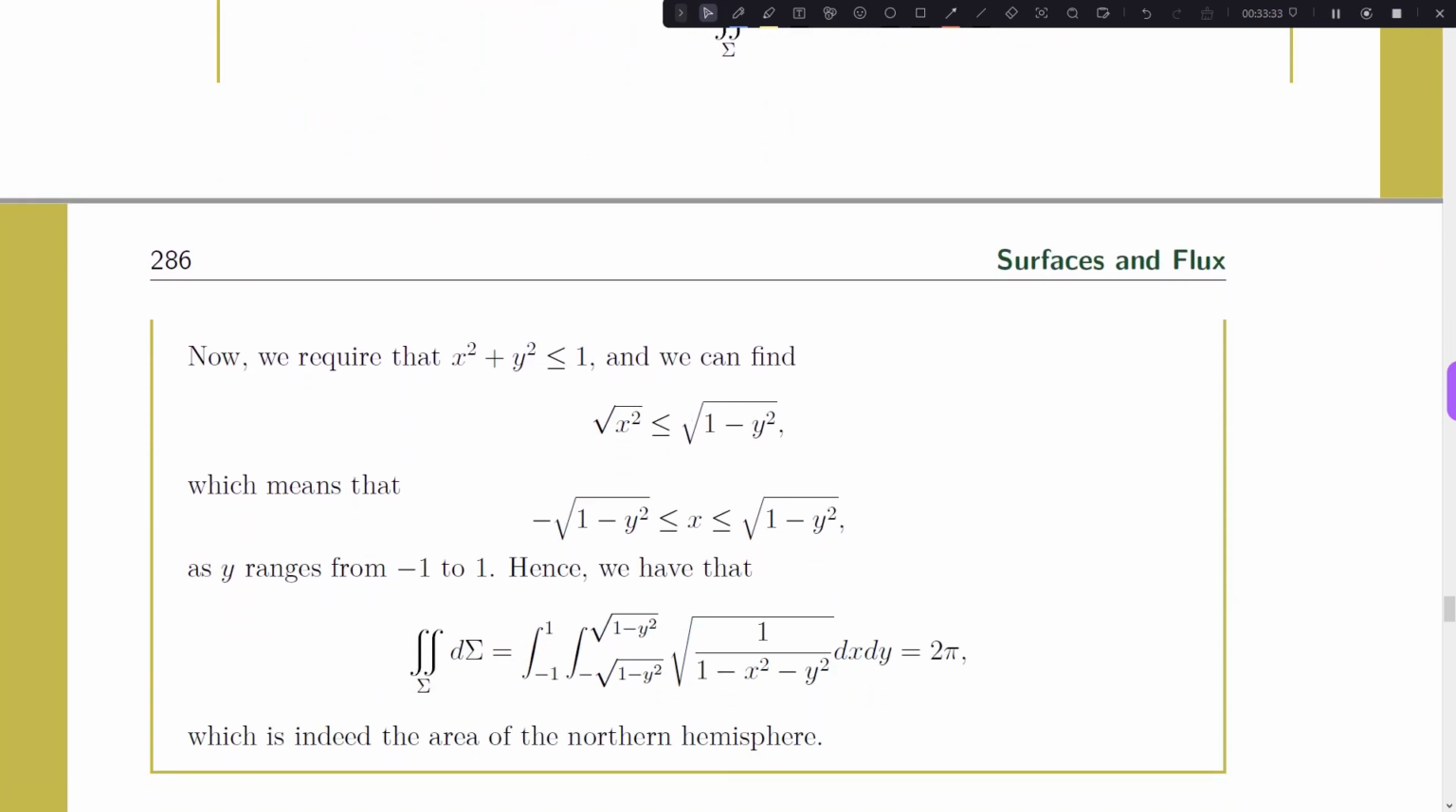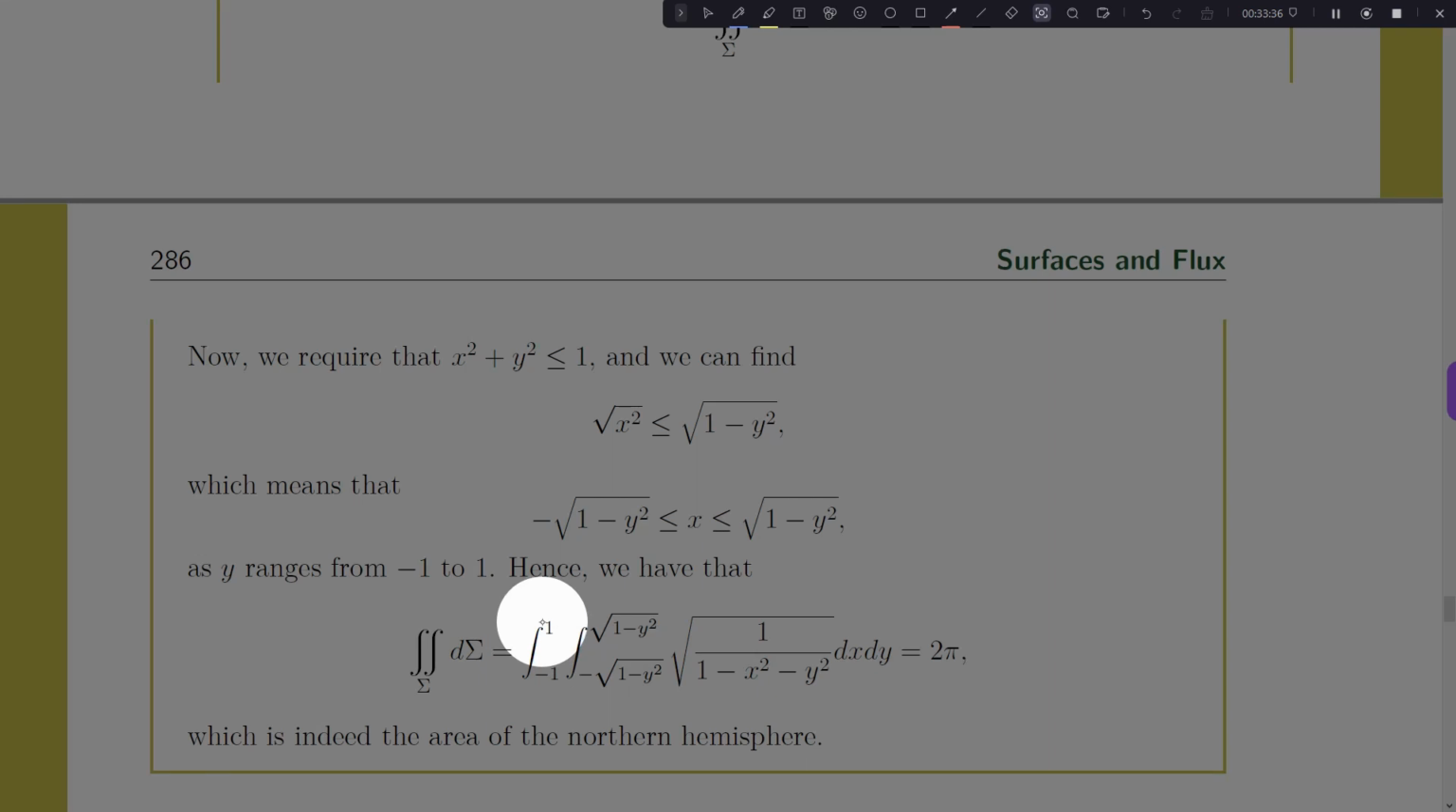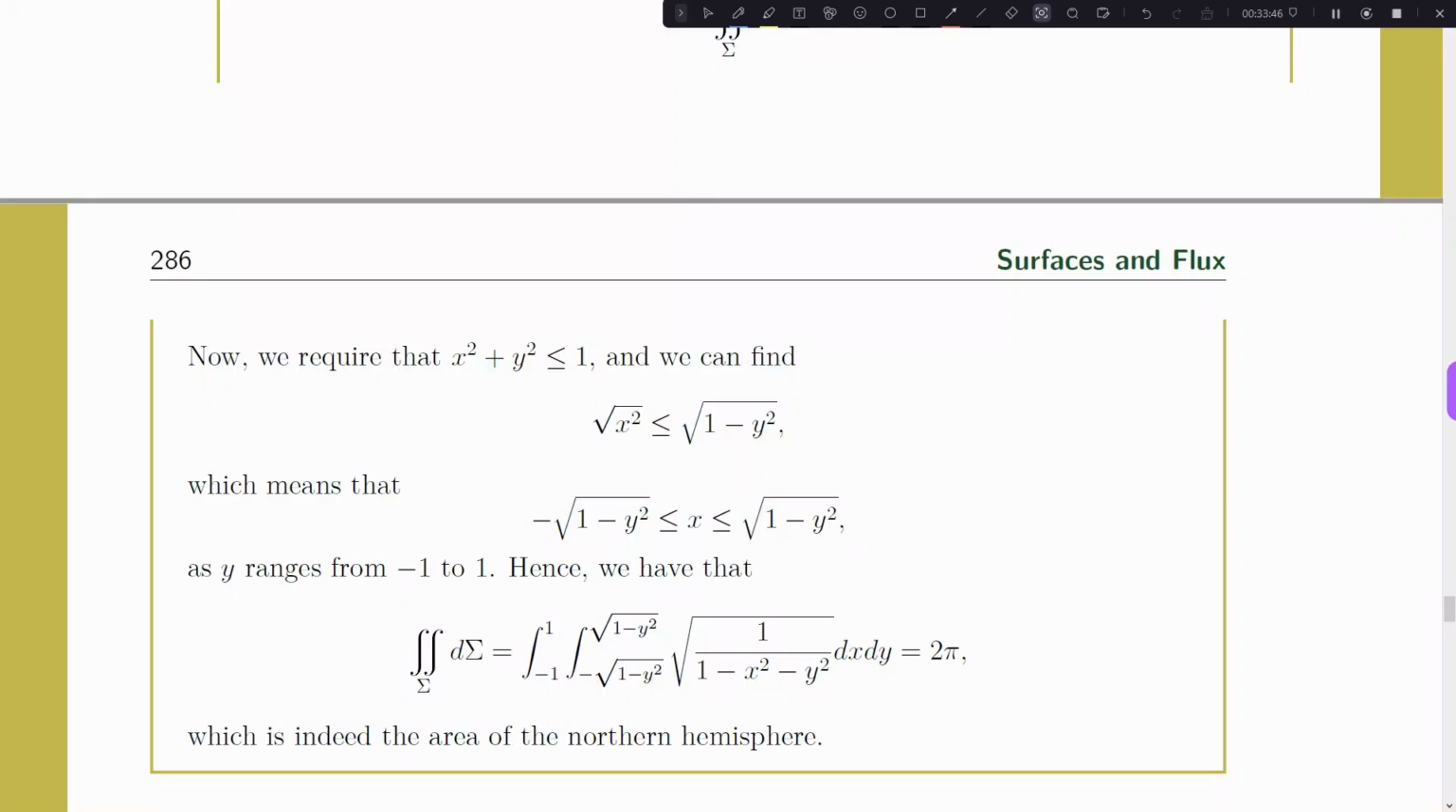Okay, so yes, there's the integral that we just saw. Integral from negative 1 to 1, negative root 1 minus y squared to root 1 minus y squared, and then we have d sigma in here. And it turns out it's going to be 2 pi, which is just what we'd expect because we can use our classical definition for the surface area of a sphere, 4 pi r squared equals surface area of sphere. And if r is equal to 1 and we're only calculating half the surface area, then we better end up with 2 pi. But I'm sure you're all terrified of actually computing this.